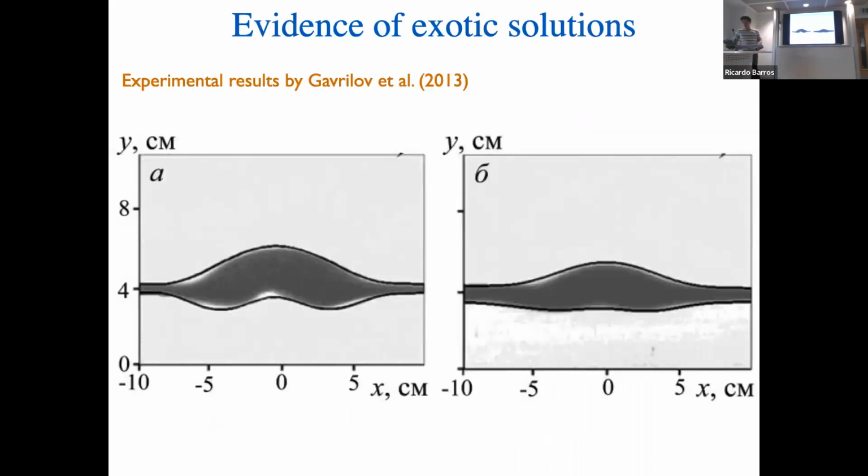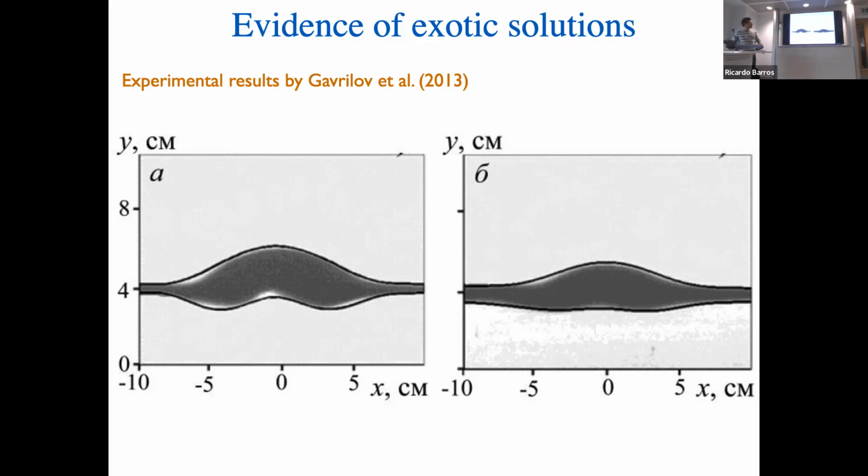So these are the only experimental evidence that I know for these kinds of exotic solutions. This is the case of 1 hump over 2 humps, and these were obtained by Gavrilov and Liapidevskii in 2013. This is a paper written in Russian. I don't know how to read Russian, but I know how to look at the pictures, so I took it from there.